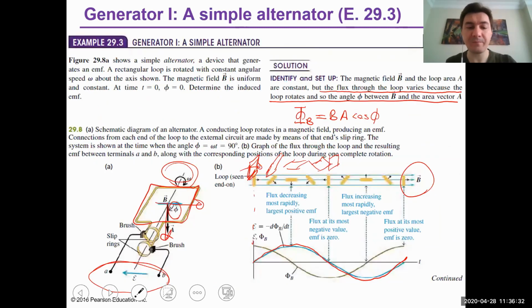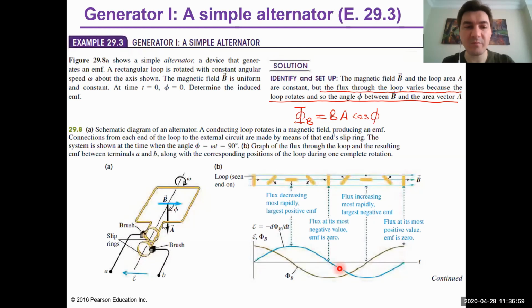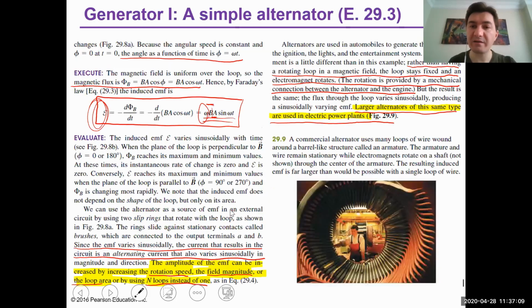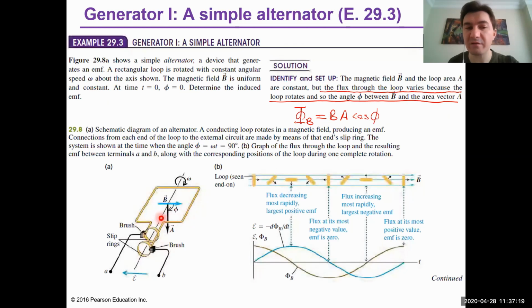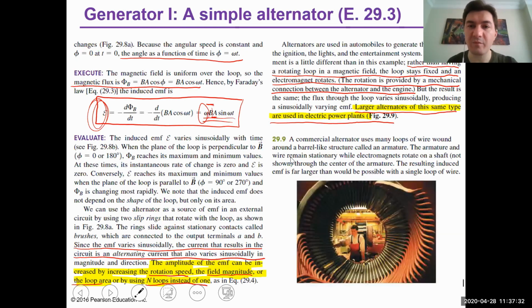What we have here within that example, we have a loop, okay? We have a magnetic field, and we rotate the loop, okay? Magnetic field is fixed. But in the cars and also larger alternators in electric power plants, the loop is fixed. The loop is fixed, but the direction of the magnetic field is changed, okay? Then again, phi angle is changed. Then you can produce magnetic flux changing by time.